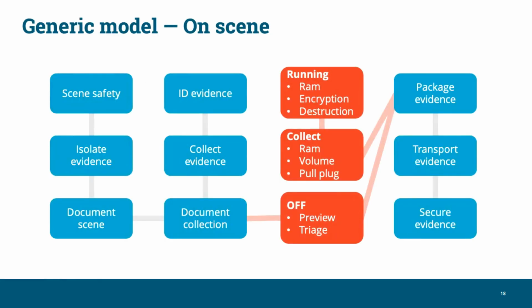This is a generic model of on-scene flow that we would use when we're dealing with collecting evidence on a scene. The first concern is going to be scene safety, and that's going to apply no matter what type of investigation you're doing. The next thing we want to think about when we're collecting evidence is we want to isolate the evidence. If the evidence is connected to a network, the evidence could be altered or remotely wiped, so we want to get the evidence off the network.